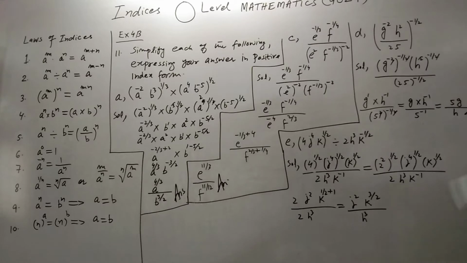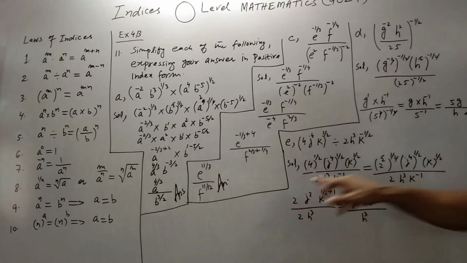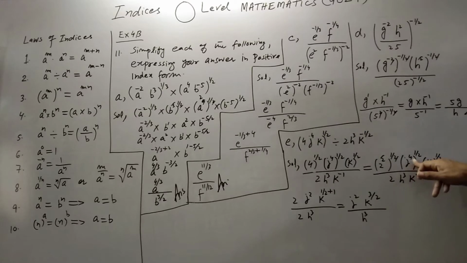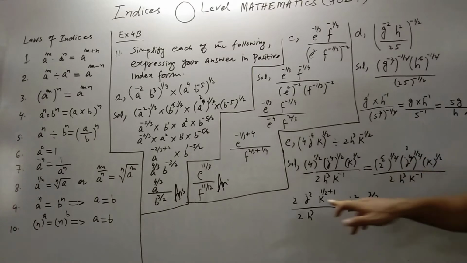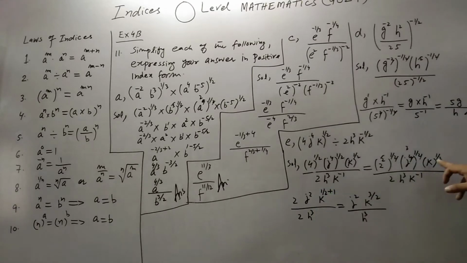The next step is, we can cancel this 2 by 2 because 2 into 1 upon 2 is 2 upon 2. 2 upon 2 is 1. So what is remaining? 2. This is j to the power 4 to the power 1 upon 2. So we can cancel 2 by 2, 2 to the 4. What is remaining? J square. And this is k to the power 1 upon 2.